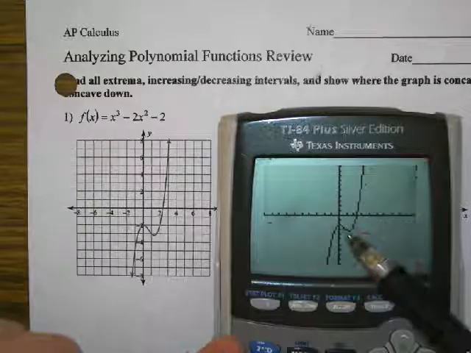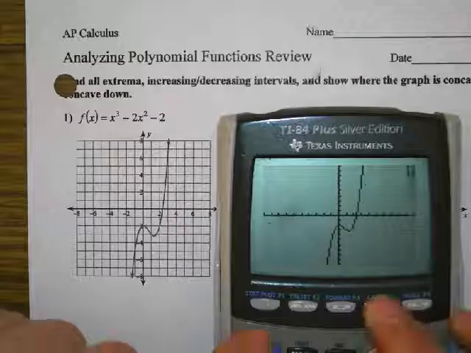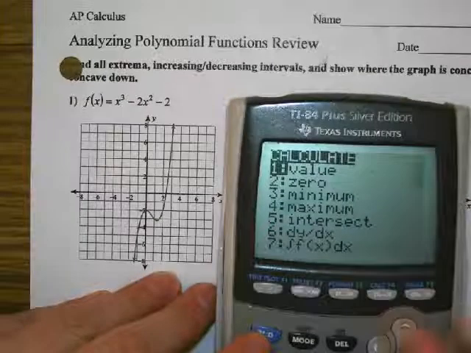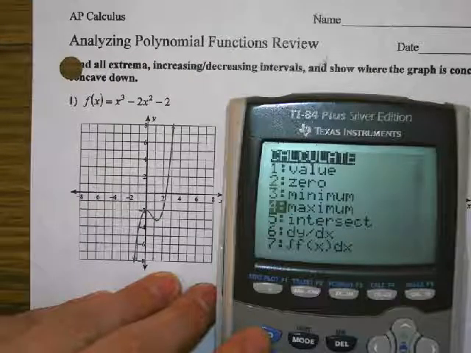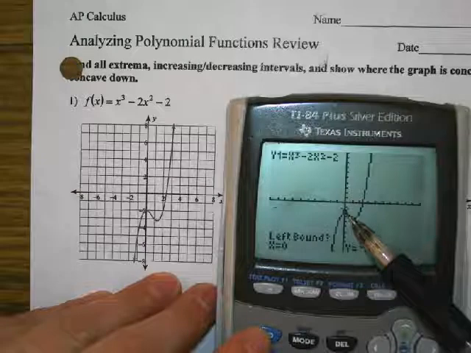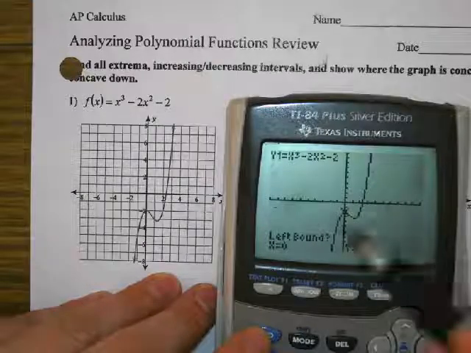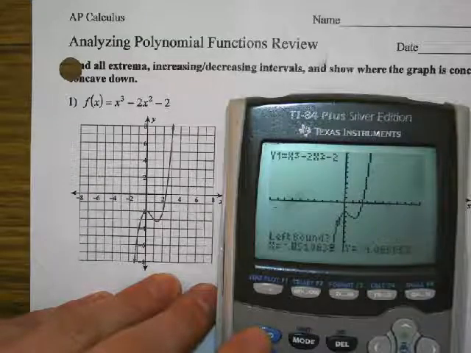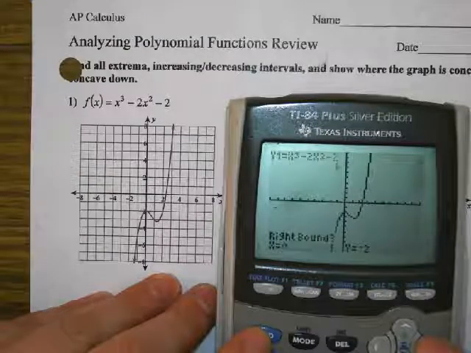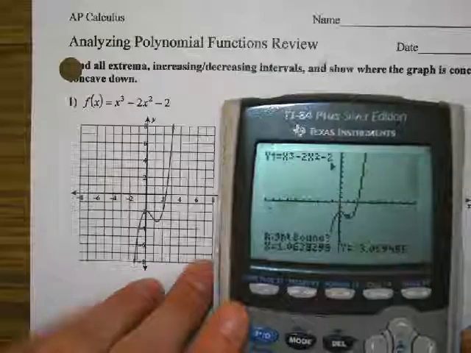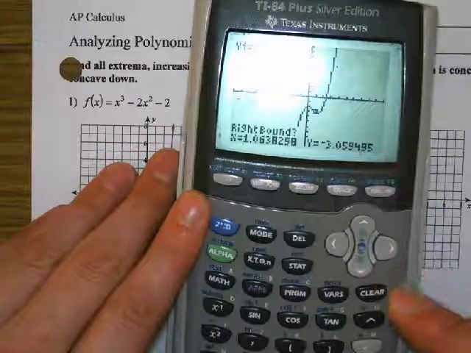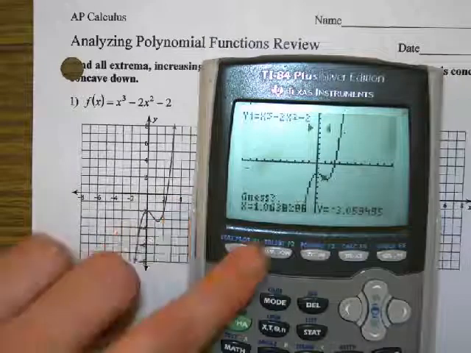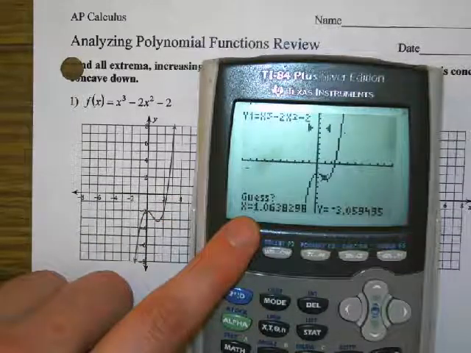So we have a relative maximum right here, so I'm going to do second trace. That's how you get to this menu. And maximum is number 4. So I need to scroll with the cursor and go to the left side of this maximum. Left bound means I just have to go to the left side of it. Right bound means I need to scroll to the right side. And to scroll back and forth, I'm just hitting these left and right arrows. So scroll to the right side. It always gives you a guess, and the guess is always dumb.